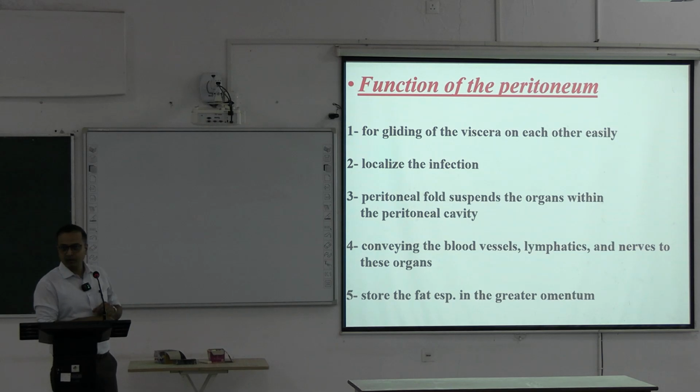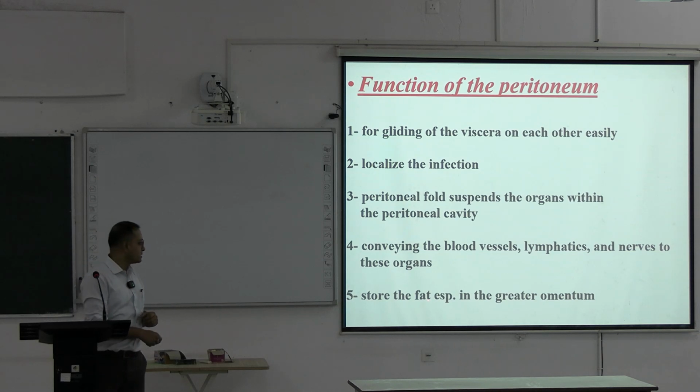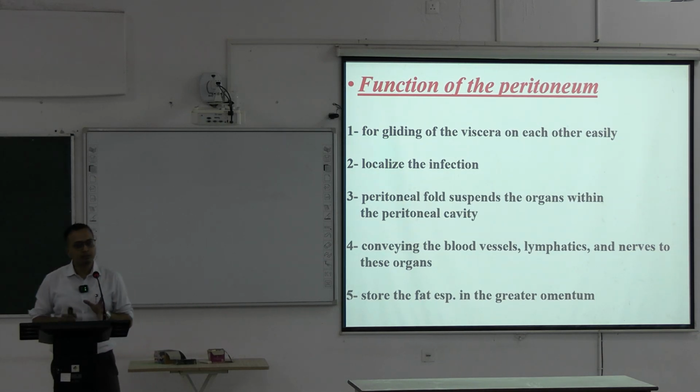It can localize infection. If you have an intra-abdominal infection, it can trap that infection and help prevent some kinds of disease. It can hold some organs inside, which is what we are going to talk about. It can also store fat. In extreme starvation, we have some fat stored here, so some energy is preserved within the peritoneum layers for future use if required.